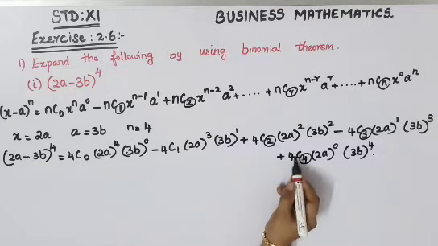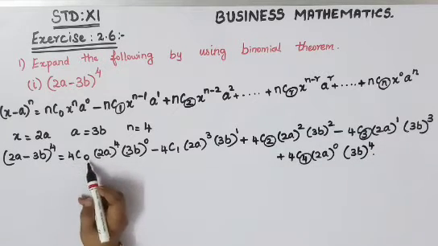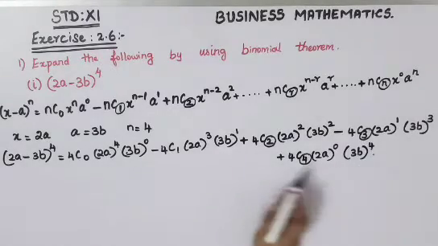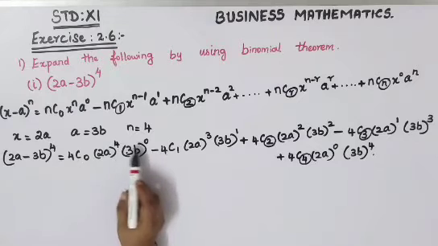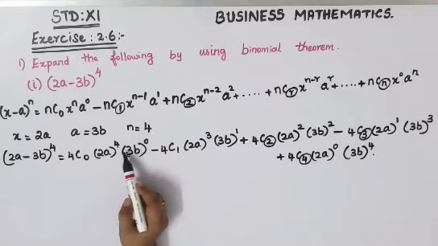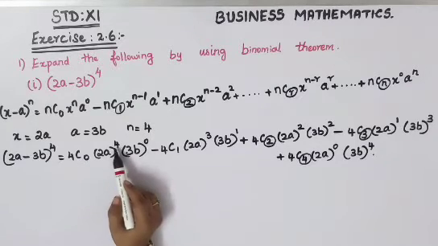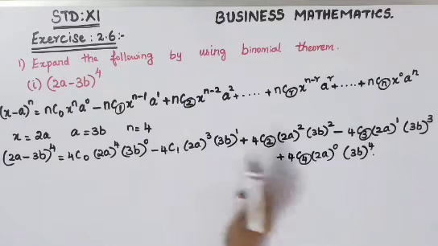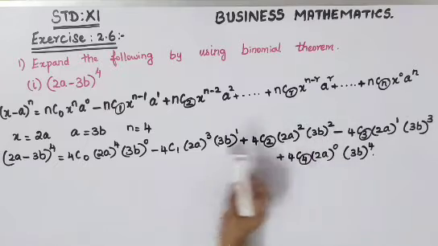Starting with 4C0, till you get 4C4 you will have to proceed. Once you have finished writing, just check your power, children. Power should be 4. So 4 plus 0 you will get 4. For your next term, 3 plus 1, again it is 4. For your next term, 2 plus 2, again it is 4.